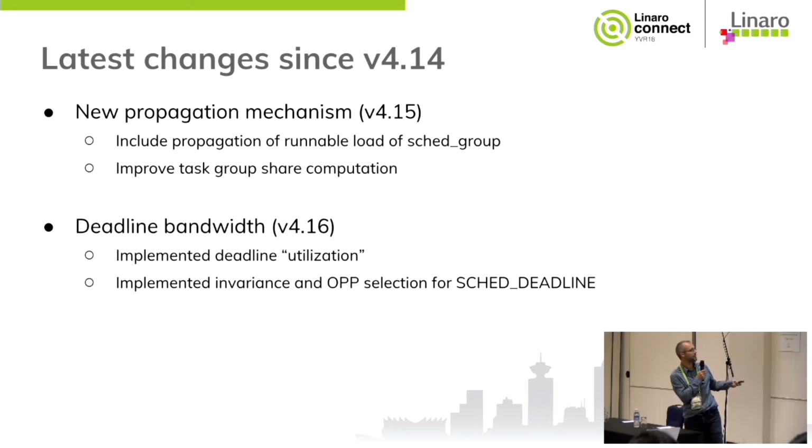I haven't reflected that here, but also in 4.16, the utilization of the deadline scheduling class has been implemented. So we are able to take into account how much bandwidth is needed on a CPU because of deadline tasks. And the invariance and the OPP selection have been implemented as well. For a deadline task, running at the lowest OPP or the highest OPP doesn't make the same difference, so we take that into account when we are counting the running time of each task, to know when we have to block the task because it has used more time than expected.